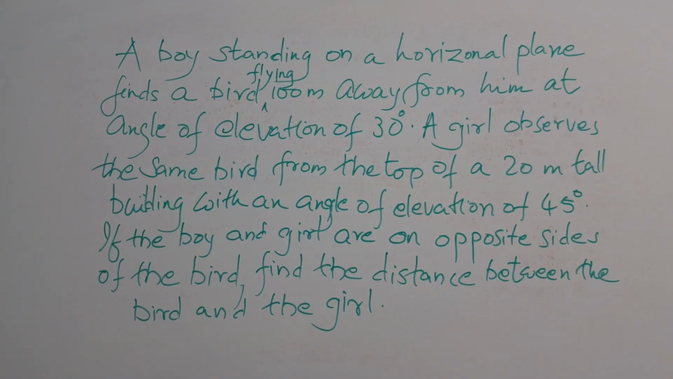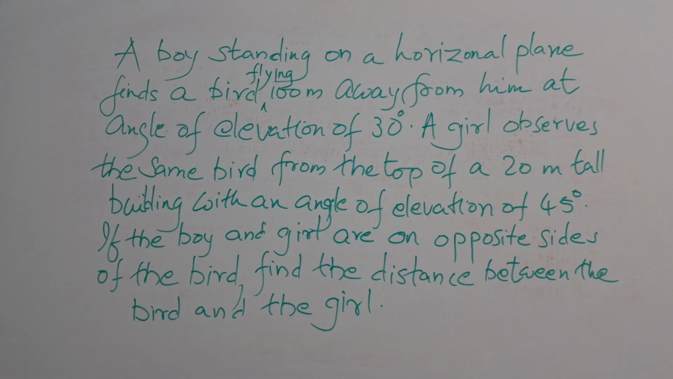Let's answer this question. A boy standing on a horizontal plane finds a bird flying 100 meters away from him at an angle of elevation of 30 degrees. A girl observes the same bird from the top of a 20-meter tall building with an angle of elevation of 45 degrees. If the boy and the girl are on opposite sides of the bird, find the distance between the bird and the girl.